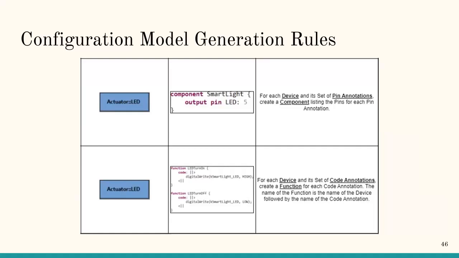The rules for generating this are simple. Basically, for each device and its set of pin annotations, it'll create a component with the list of pins that it uses, and for each device and code annotations, it'll create functions describing how that device can be used.